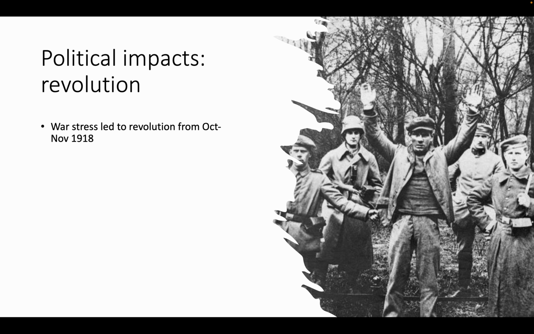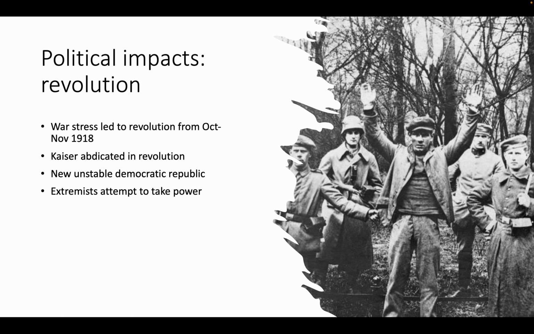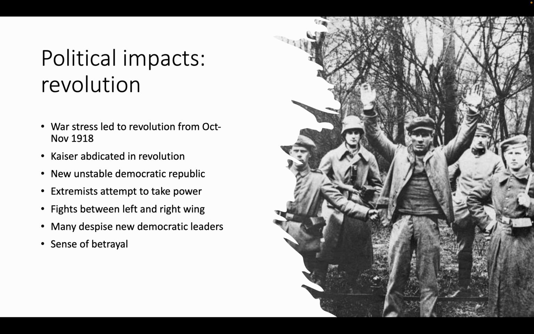Some political impacts. There was a revolution, basically the abdication of the Kaiser, as mentioned before. The war stress led to revolution from October to November 1918. Basically, the soldiers didn't want to continue the war anymore. So the Kaiser abdicated in revolution, and there was a new unstable democratic republic. Many extremists attempted to take power. There was lots of fighting between the left wing parties and the right wing groups, and many despised the new democratic leaders. And this is something called stabbed in the back, which we will cover in the following video. And there was a sense of betrayal, which we will also cover later on.